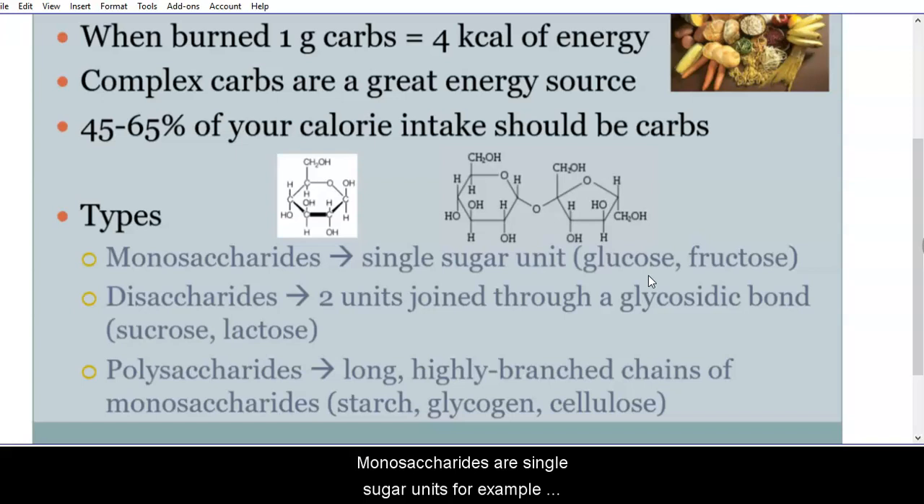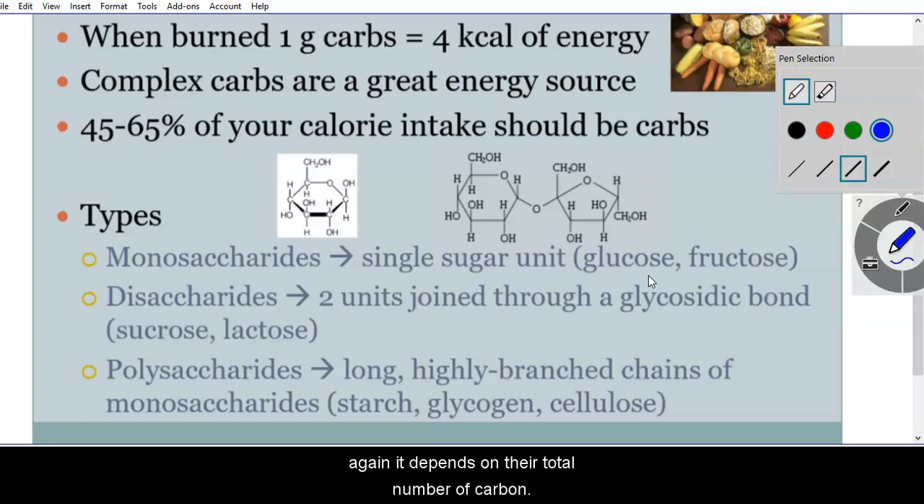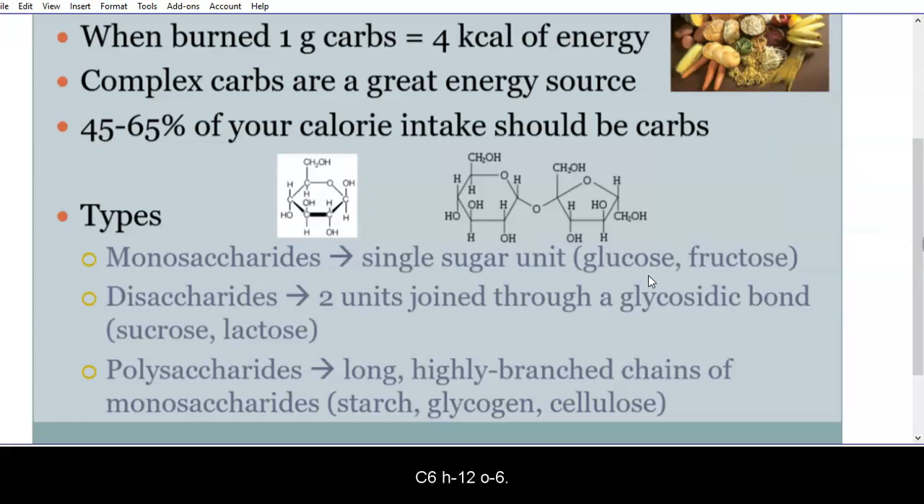Monosaccharides are single sugar units, for example, glucose or fructose. Single sugar units often have the chemical formula, and again, it depends on their total number of carbons, of C6H12O6. Both glucose and fructose have the same chemical formula. They are isomers of each other because they do not obviously look exactly the same.